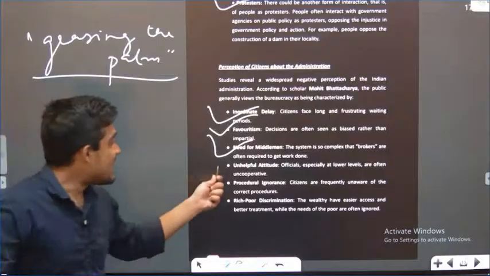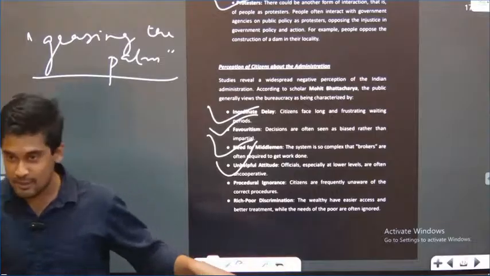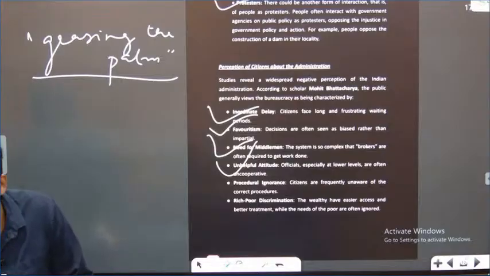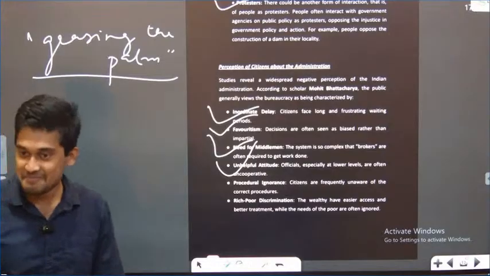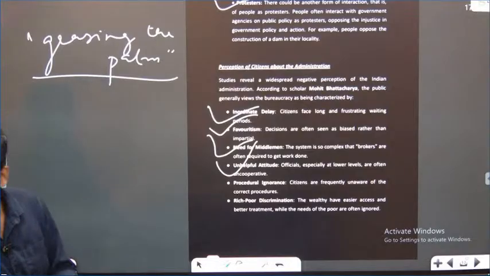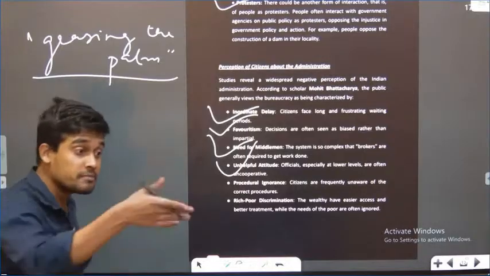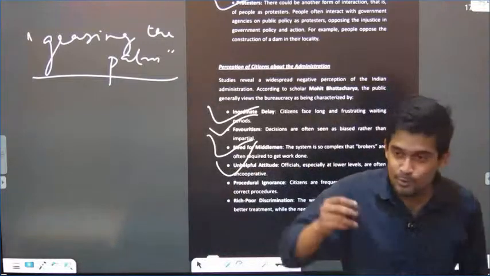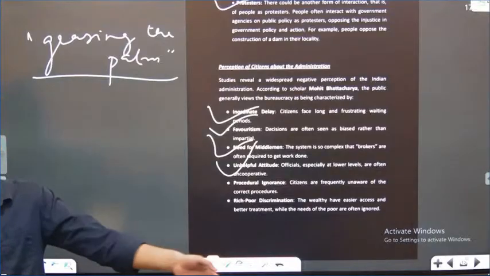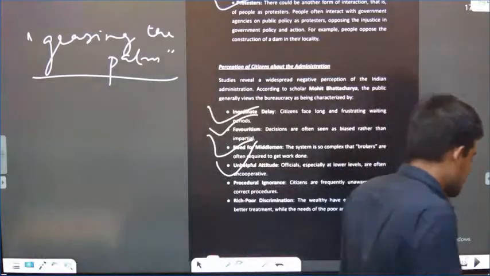Similarly, unhelpful attitude. That college admin guy never would want to do your work. They'll find some reason or the other. Tomorrow the thing will be done. Just leave it, we'll see. Things like that. So unhelpful attitude. Officials, especially at lower level, are often uncooperative. Especially in police also. If you go to write an FIR, that guy does not want to be bothered. He'll say, no, nothing has happened, no FIR, why is there a need of FIR? Things like these will take place.